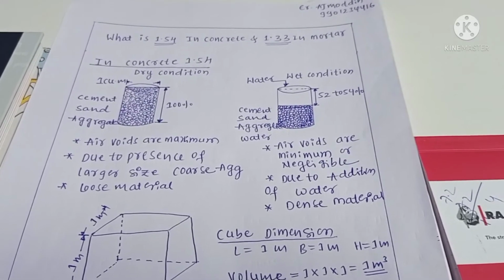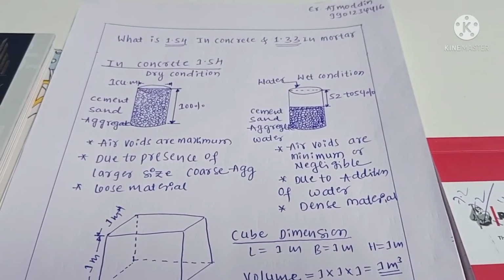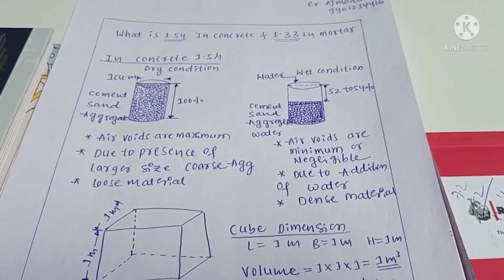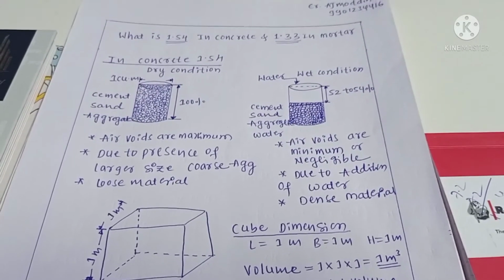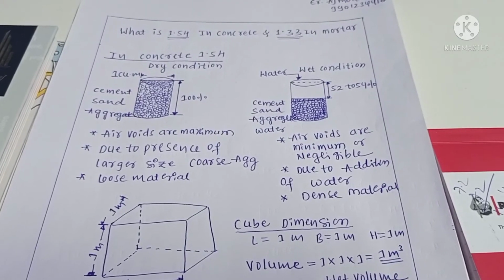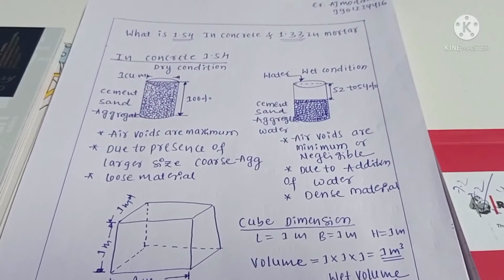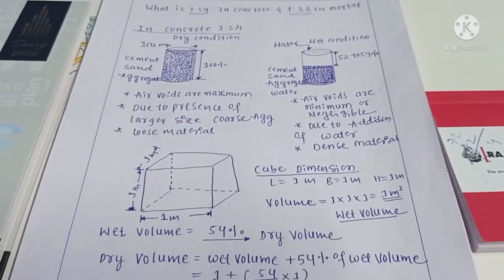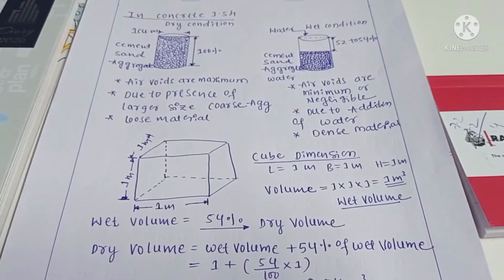It means whenever we are calculating the material with respect to the grade, we have to calculate it in terms of dry condition only. That's why we are discussing the concept of 1.54 here. I am discussing that concept by taking one example.